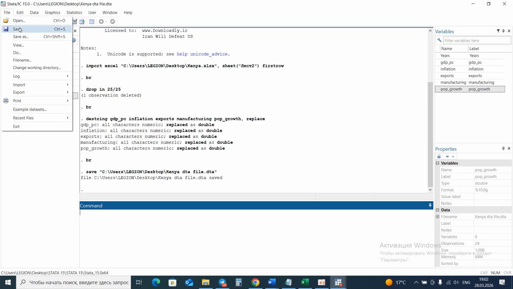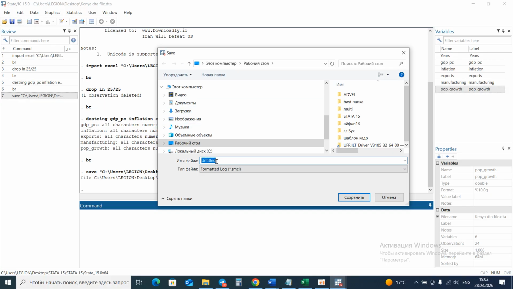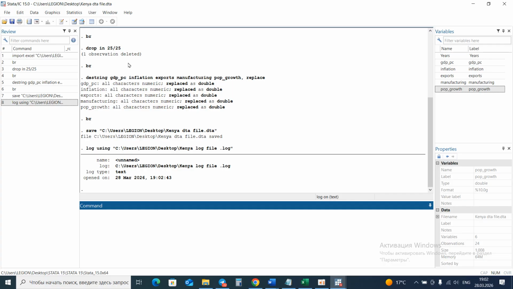And the next thing that I'm gonna do is beginning a log file. Begin. I write here Kenya log file and choose log 4. Save. Now all the commands and all the things that we'll do in Stata will be saved in this log file. So we have opened it on 28th of March 2026 at 7 p.m.